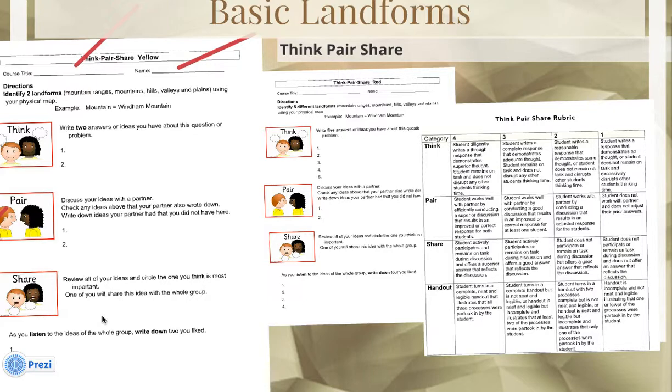And then the last one is when they listen to everybody, because some kids get distracted. So this is a way for them to focus more, because they know that they're going to have to write down at least 2 here. The enrichment group is going to write down 4 ideas that they liked, 4 different landforms that other groups were able to identify that they didn't.